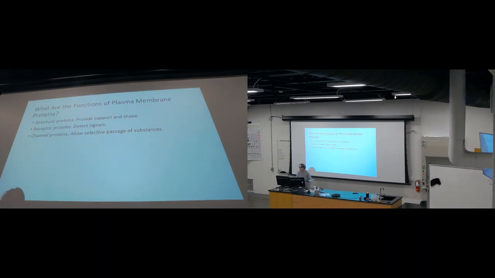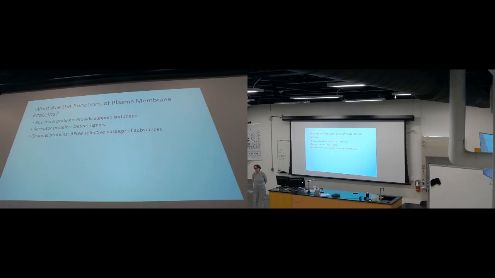So, function of the different proteins. Structural proteins give support and shape to the cells, like the microfilaments, the intermediate filaments, which form the cytoskeleton, or the tubulin. And then the receptor proteins that are found in the plasma membrane detect signals from other cells or from the environment.